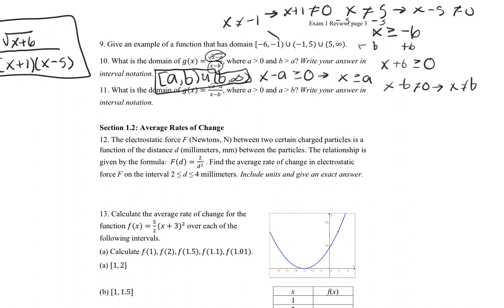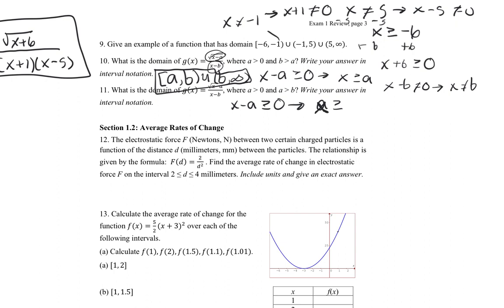Okay, so for this next one, on number 11, we have what is the domain of g of x of that same function, but this time a is still greater than 0, but a is also greater than b. So if we think about this, and we start with the square root up here, we'll have x minus a has to be greater than or equal to 0, right? So then we'll have that same thing we had up at the top of number 10. We'll have x has to be greater than or equal to a.